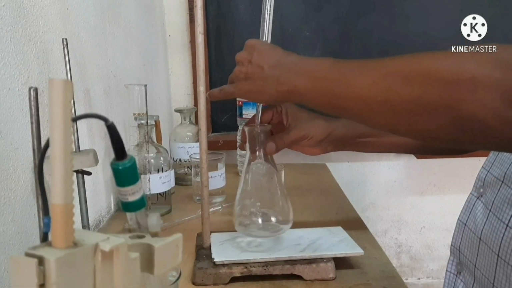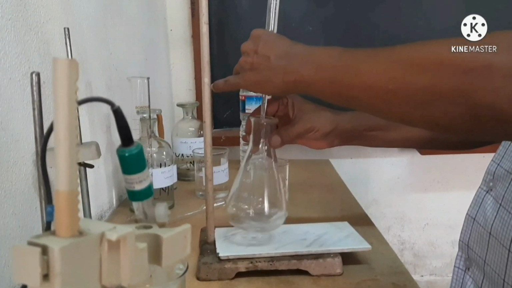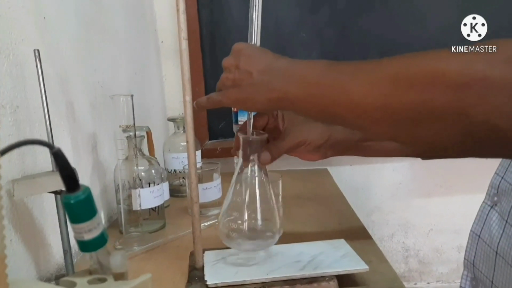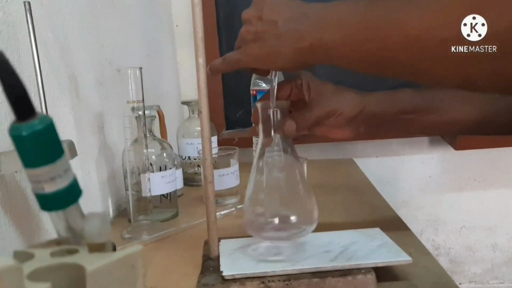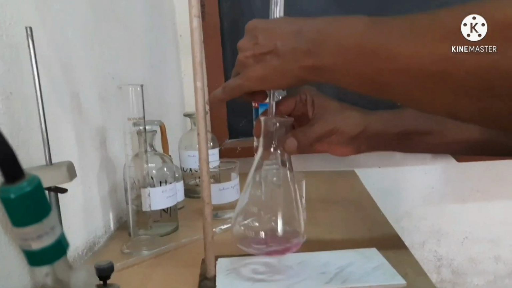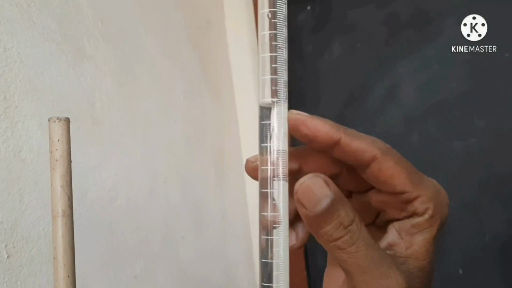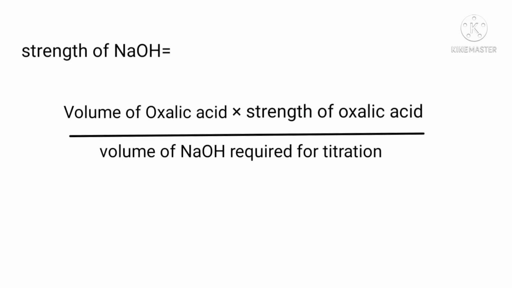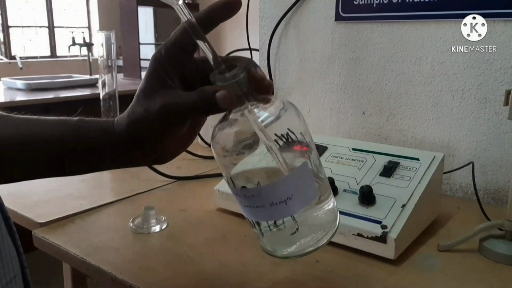The color of the solution turns pink and this shows the equivalence point. Now we will take the burette reading. From the burette readings, we get the volume of NaOH solution required to neutralize the oxalic acid. And using this relation, we can find the exact strength of NaOH solution. This standardized NaOH solution will be used in the next stage of the experiment.